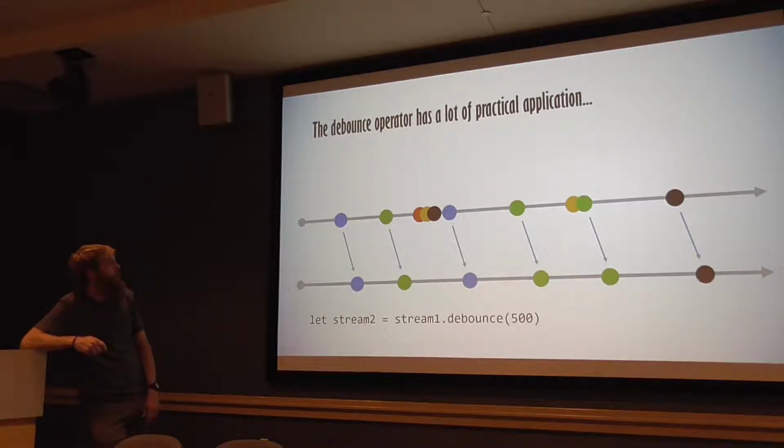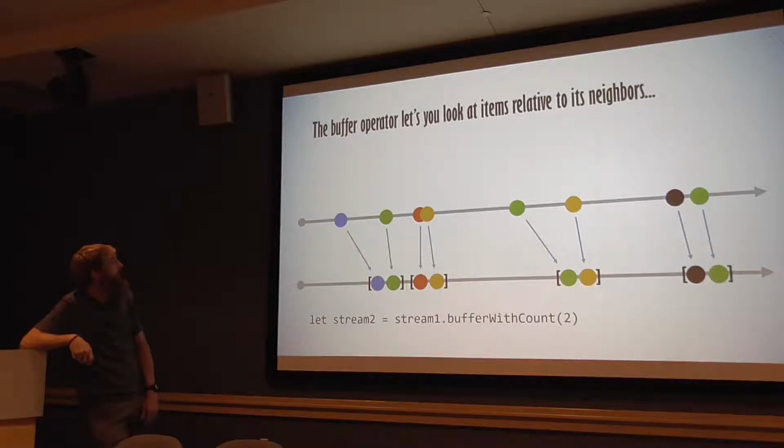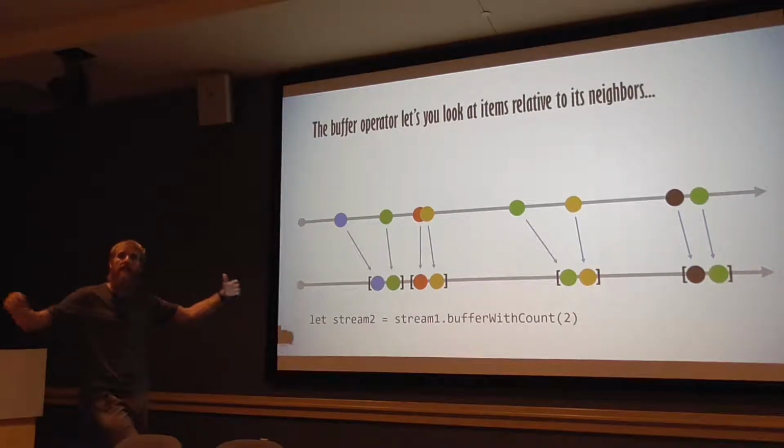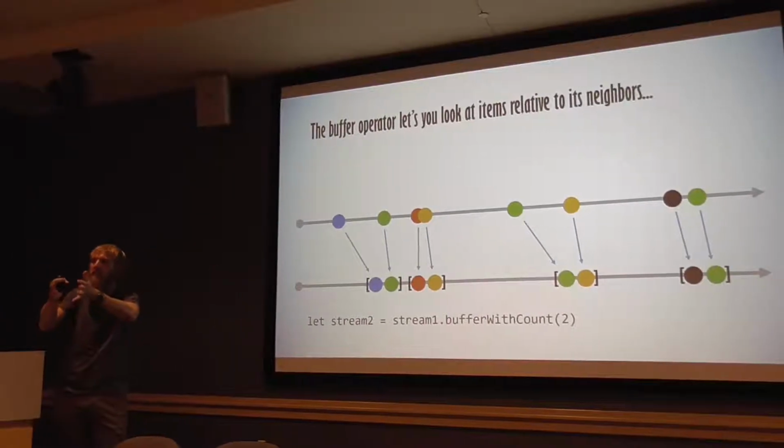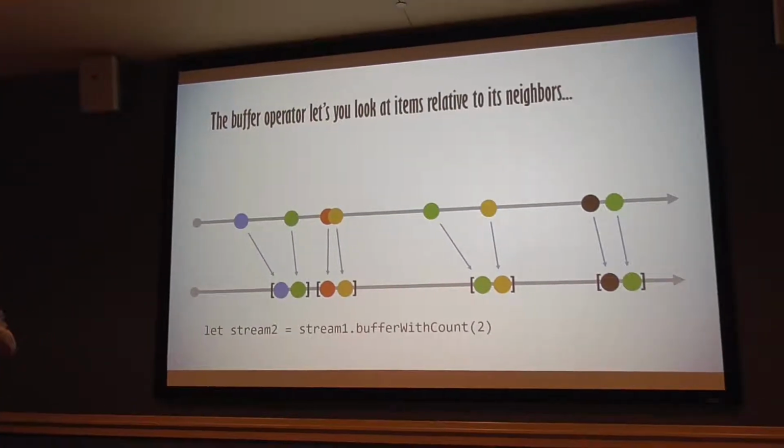The debounce operator we looked at, hopefully you all understand that. It's a good way of getting jitter out of the system, and you obviously have to accept a little delay. Here's a buffer operator. This one's one of my favorites. This was a really elegant way to analyze things in a stream relative to the things next to them.